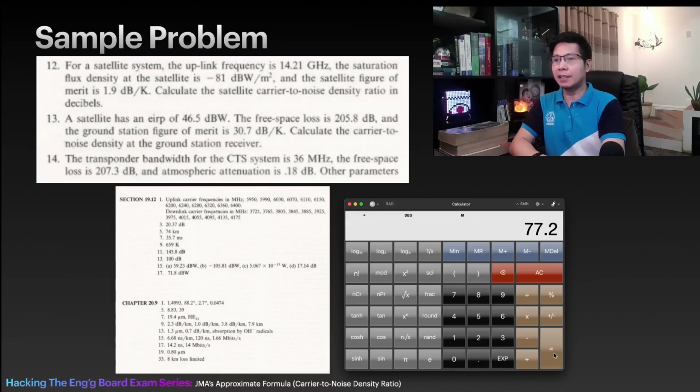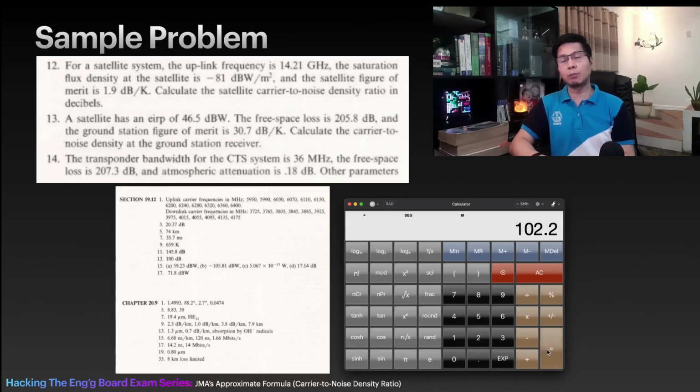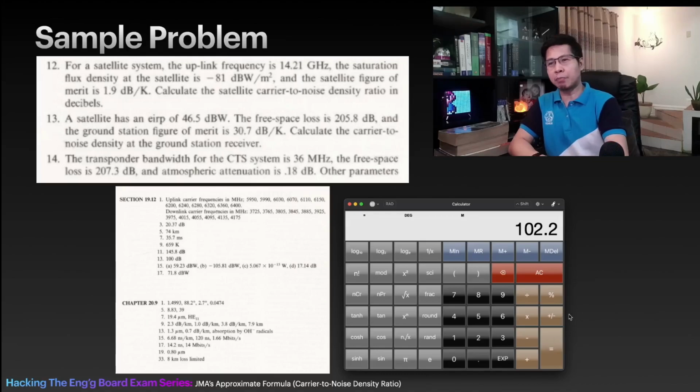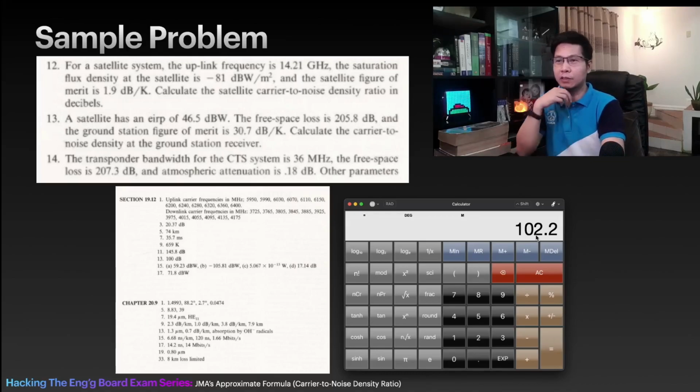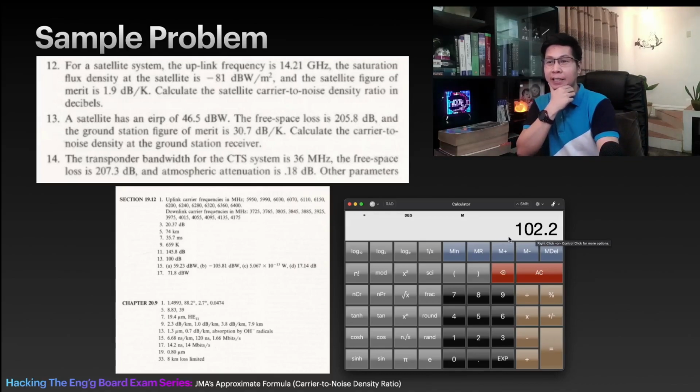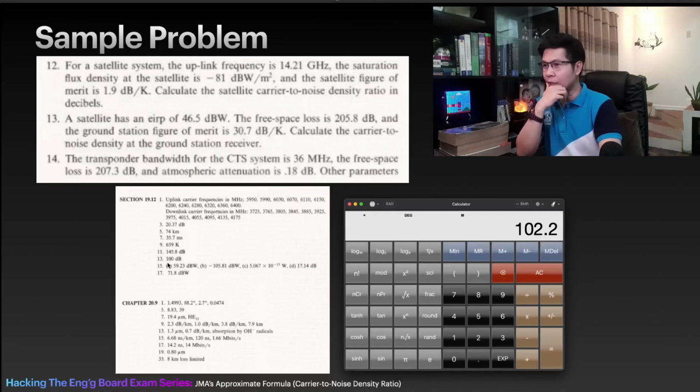And then, sabi natin, plus yung constant. This is 25 dB. So the answer is 102.2 dB. So ang approximate solution, ang shortcut formula na ginamit ko is yung JMA's formula. Ang nakuha natin sagot ay 102.2. Ang sagot doon sa textbook is 100 dB. So, merong 2 dB difference, but that's tolerable.